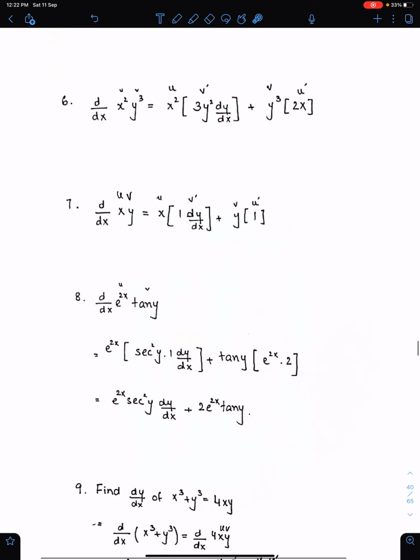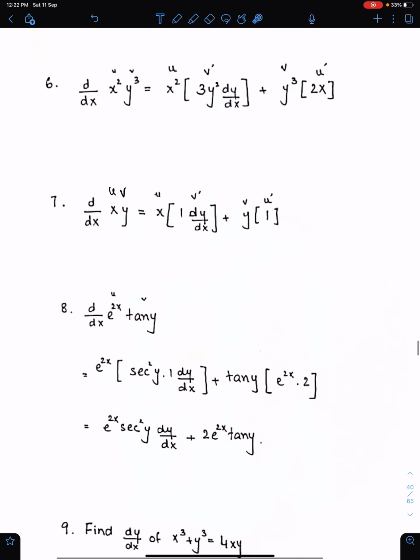More examples. Again we have uv. This is u and this is v. So according to implicit uv rule, we first copy u and we differentiate y cube, and y cube is implicit. So it will become 3y square times dy upon dx. Now copy y cube, which is v, and differentiate u, which will become 2x. This is again uv. So copy u and differentiate y. It will become 1 times dy upon dx, or you can simply write dy upon dx if you want. Then copy v and differentiate u, which is 1.